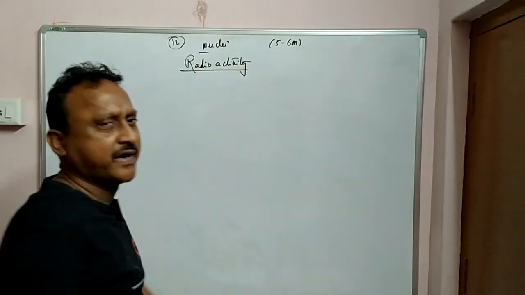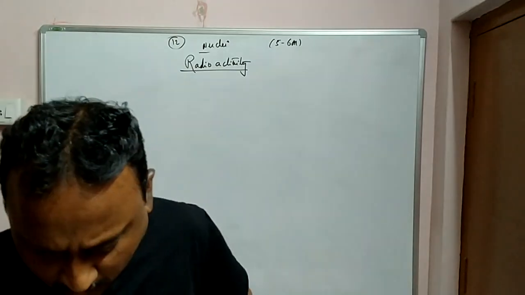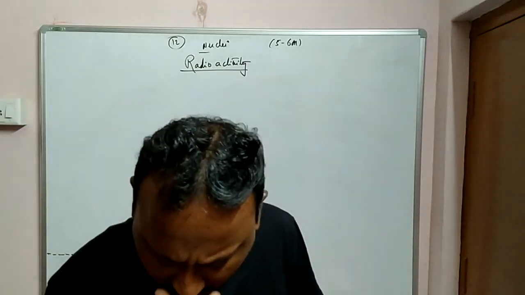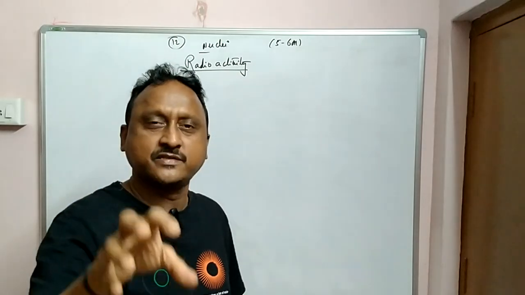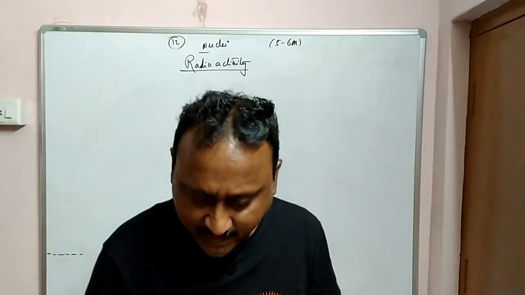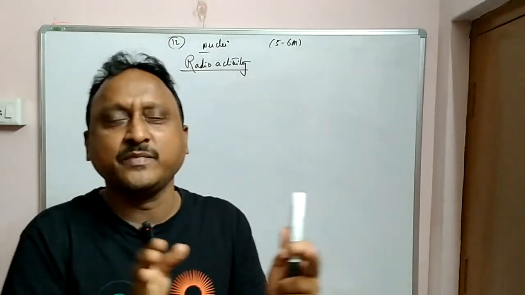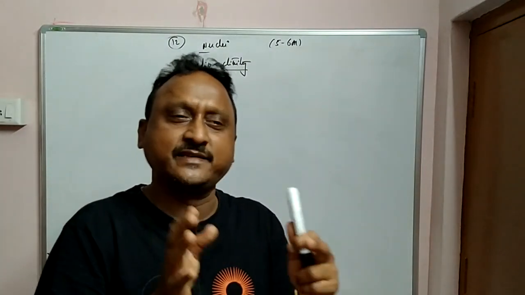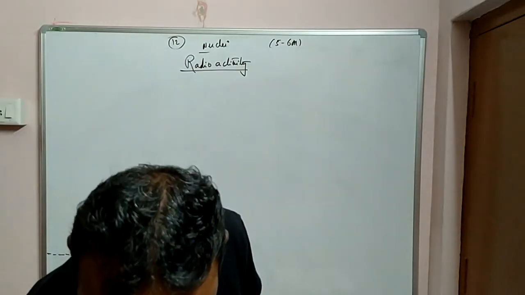Let us know what is meant by radioactivity. To understand this concept, you have to know what the proton and neutron ratio is. With the proton to neutron ratio, you can understand whether the atom, or the nucleus, is stable or unstable. So for that I will do one thing.